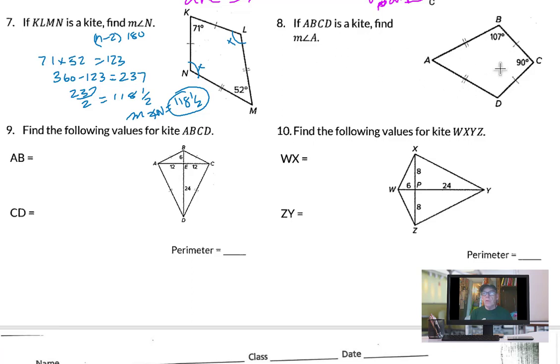ABCD is a kite. Find the measure of angle A. Here they're giving us that this is a 90. Again, because it's a kite, those non-vertex angles are congruent to each other, which lets me jump this 107 degree measure down there. Altogether, these need to add up to 360 degrees. So 107 plus 107 plus 90 is equal to 304. 360 minus 304 gives me 56 degrees. The measure of angle A equals 56 degrees.